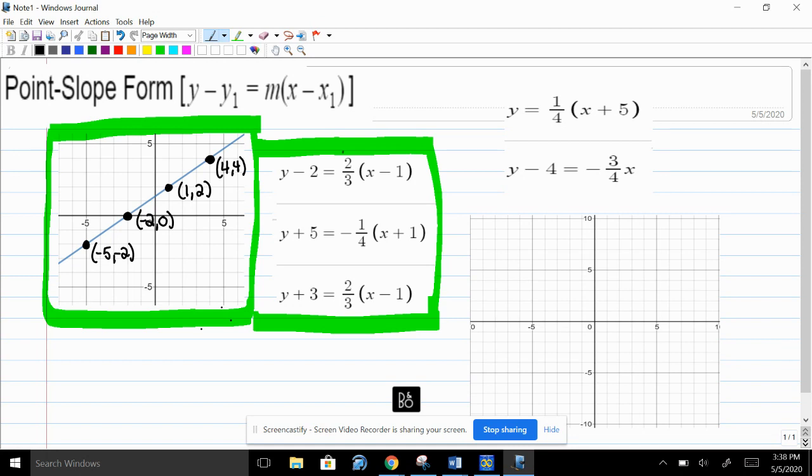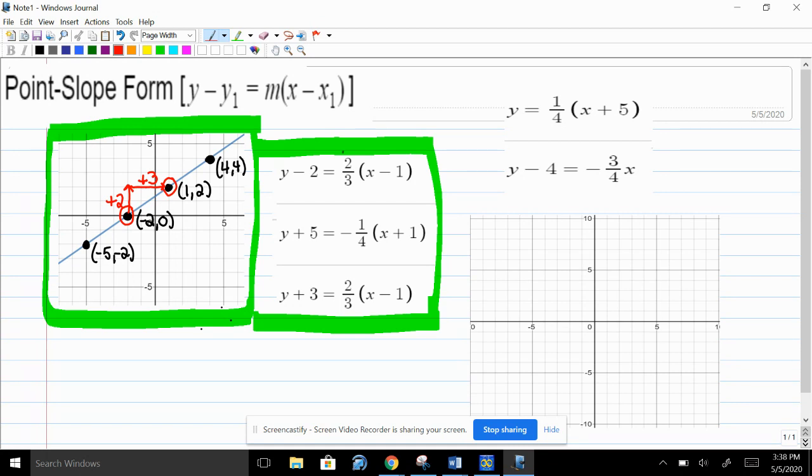Once you have your ordered pairs down, find the slope. Find the slope of the graph. So if I pick this point right here, and I pick this point right here, it looks like it's going up 2, and it's going right 3. So my rise over my run is up 2, right 3. Now, why is that important?